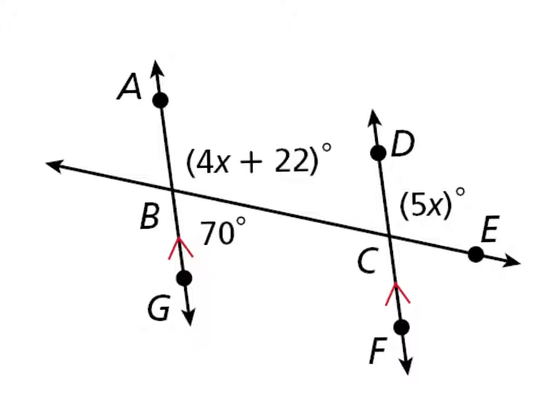Lines DF and AG are parallel. Good. AG and DF are parallel. So, and they give me the measure of one of the angles. Could you find all 8 angles now? Yeah. So let's start with, if this is 70, what other angles are 70? ECF. Good. This one's 70. And why is that? Corresponding. Good. Corresponding angles postulate, right? All right. What else is 70?